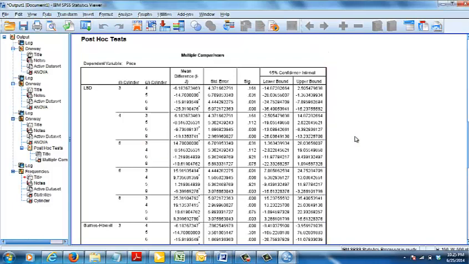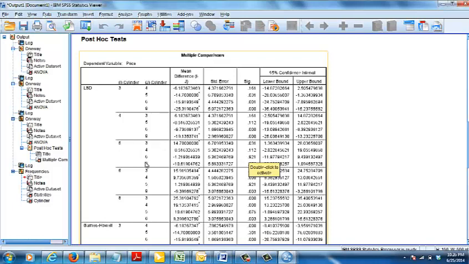Now we've done 3 and 4. Let's look at 5. Okay? 5 and 3 is the same as 3 and 5, just backwards. 5 and 4 is the same as 4 and 5, just backwards. So the only new ones we have to look at is 5, 6, and 5, 8. Okay? 5, 6, not significant. So it's only about $1,200 less anyway.